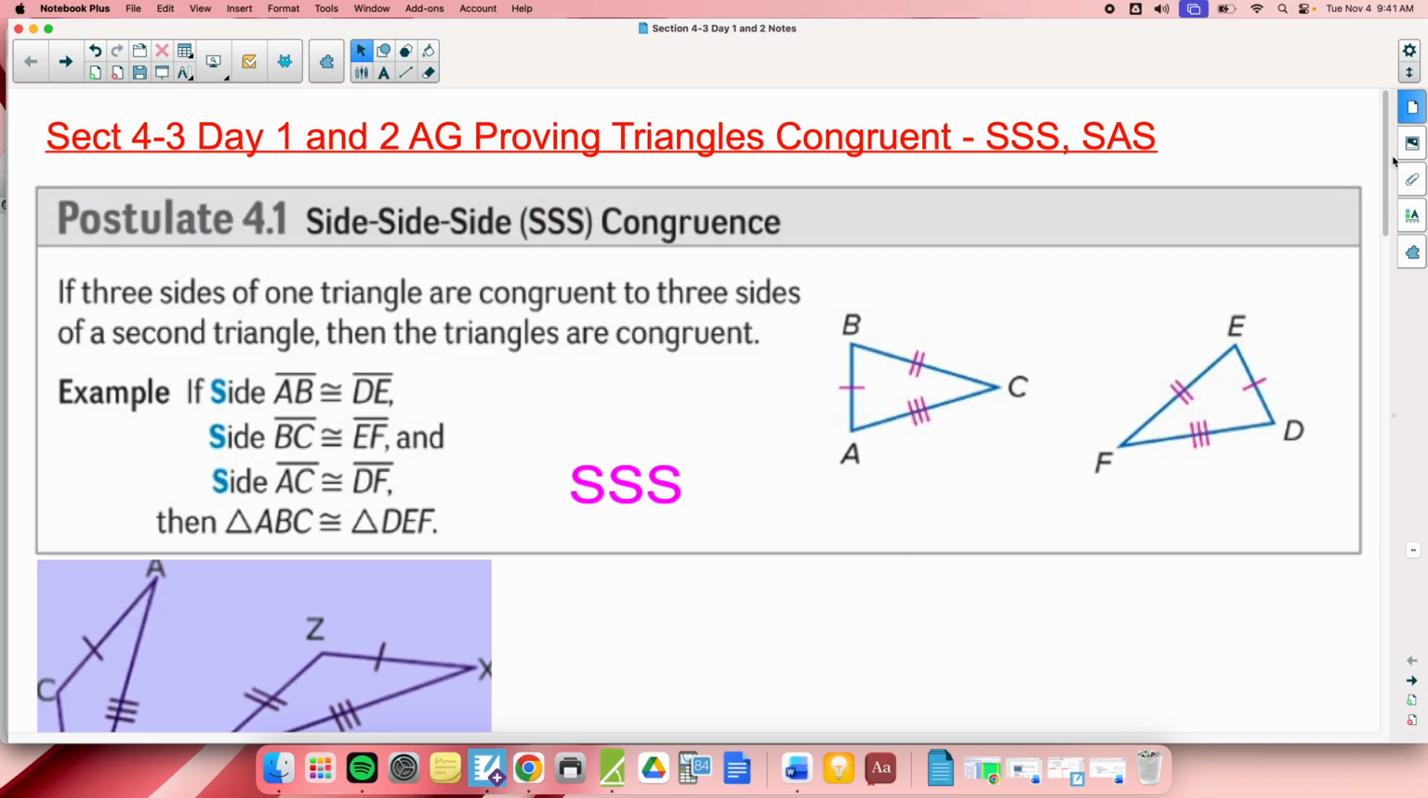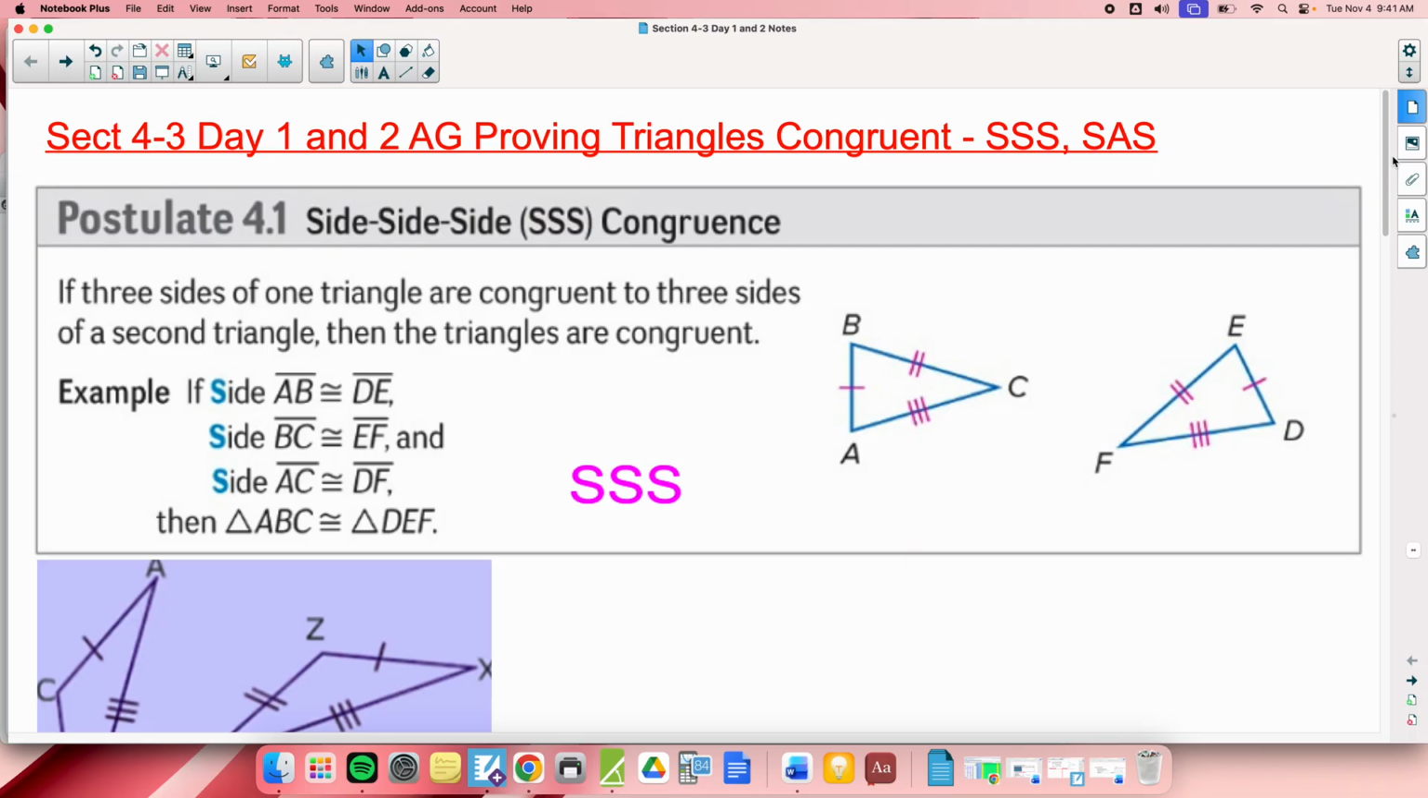And I gave you guys a cheat sheet that has the common steps for these proofs. If I were you, I would have these out every day, because for the next several days we're going to be doing these proofs. So I would just have this out.